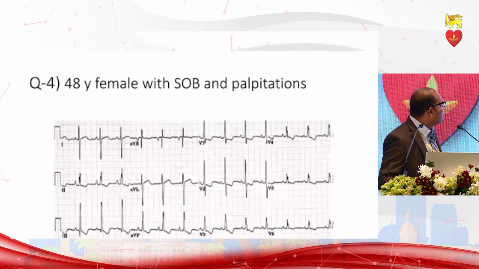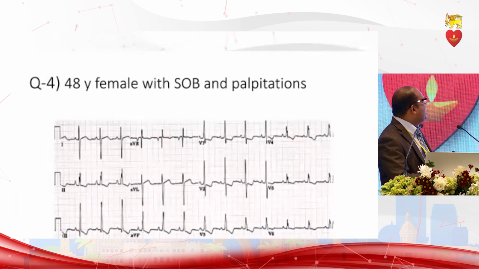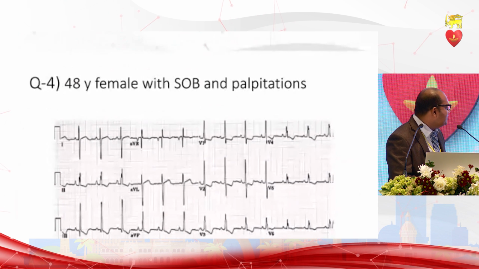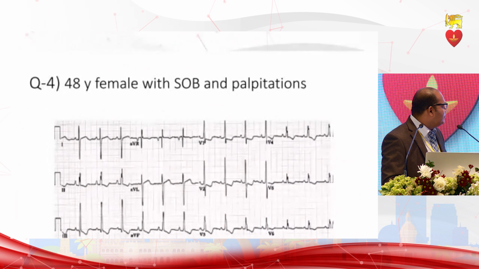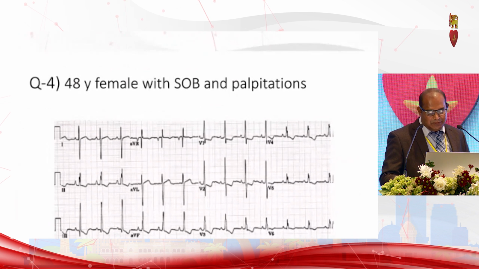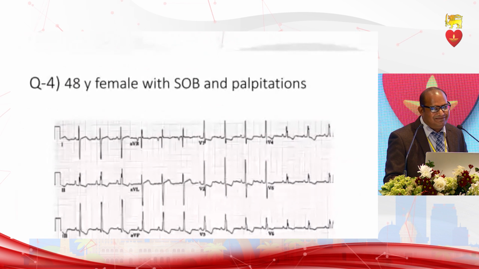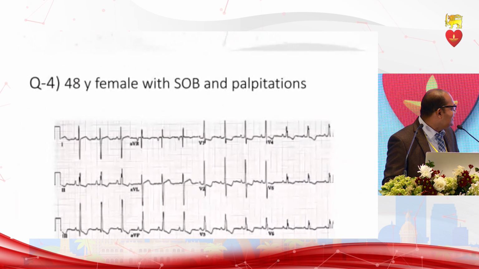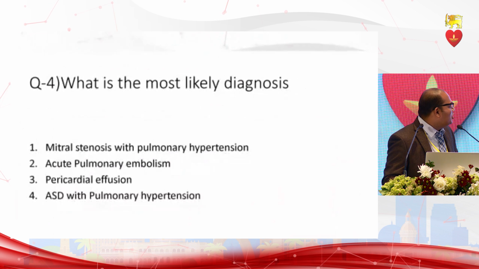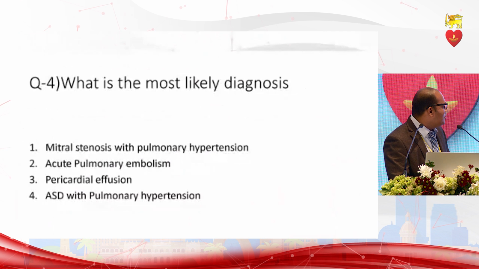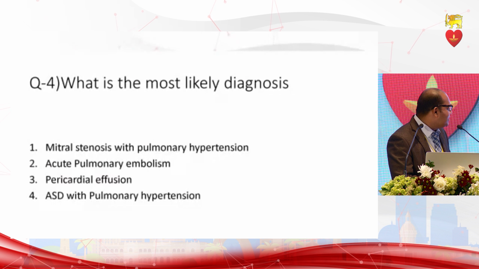We are running out of time, so I'll try to be a bit quicker. This is a 48-year-old female presenting with shortness of breath and palpitations, and the ECG. I can help you. The rhythm is normal here. So what is the most likely diagnosis? Is it mitral stenosis with pulmonary hypertension? Is it acute pulmonary embolism, pericardial effusion, or atrial septal defect with pulmonary hypertension?